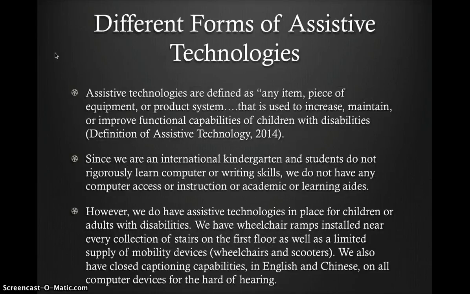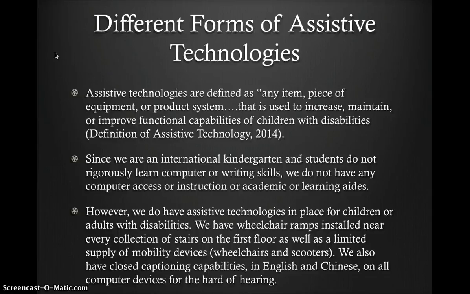And now we'll talk about different forms of assistive technologies. Assistive technologies are defined as any item, piece of equipment, or product system that is used to increase, maintain, or improve functional capabilities of children with disabilities. Since we are in an international kindergarten and students do not rigorously learn computer or writing skills, we do not have any computer access or instruction or academic or learning aids.